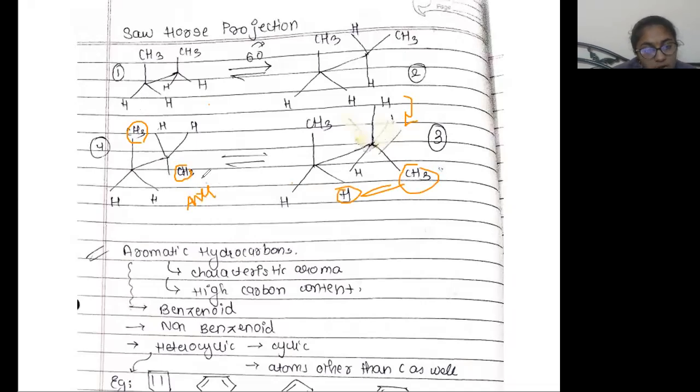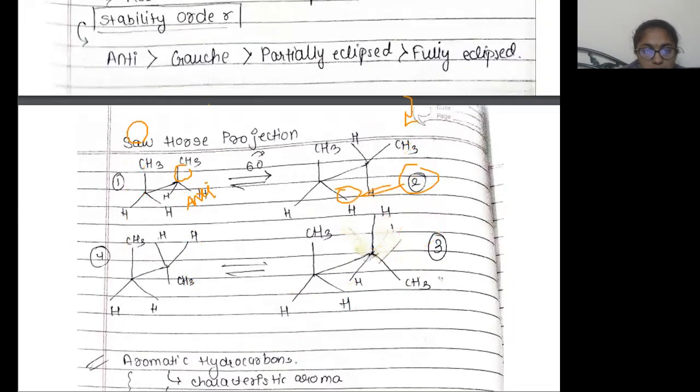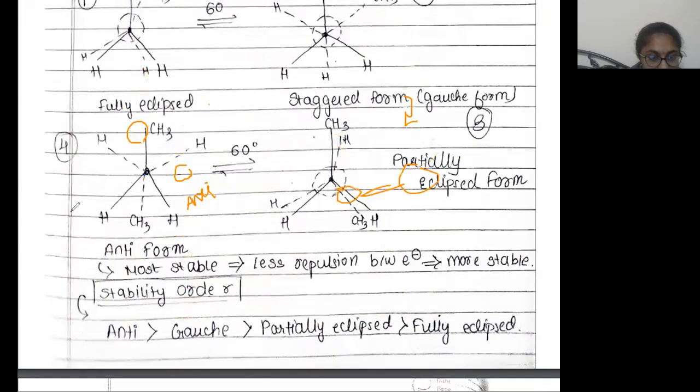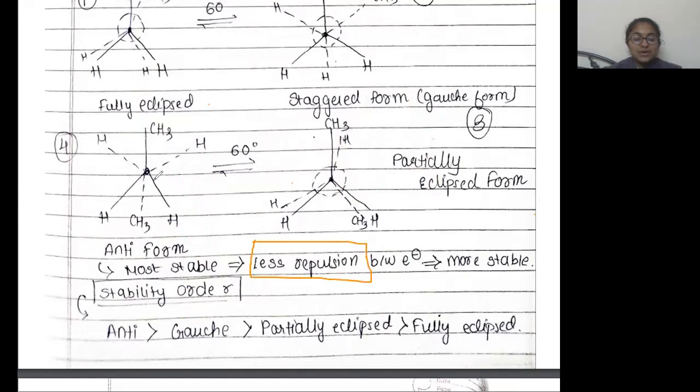So how can you remember this anti-form? Many times we see some aunties gossiping, and they soon come to disputes or fights, so they are on opposite sides. You can remember it like that. Opposite sides, and they are more stable. Why? Because they are away from each other, so there is less repulsion, which implies that they are more stable.